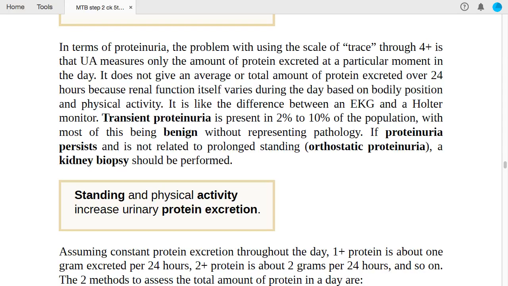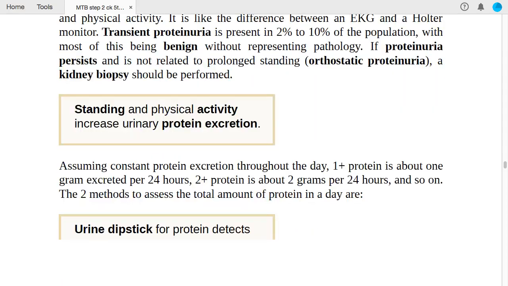Assuming constant protein excretion throughout the day, 1 plus protein is about 1 gram excreted per 24 hours. To memorize this simply: 1 plus means 1 gram, 2 plus means 2 grams, 3 plus means 3 grams, and so on, 4 plus means 4 grams.